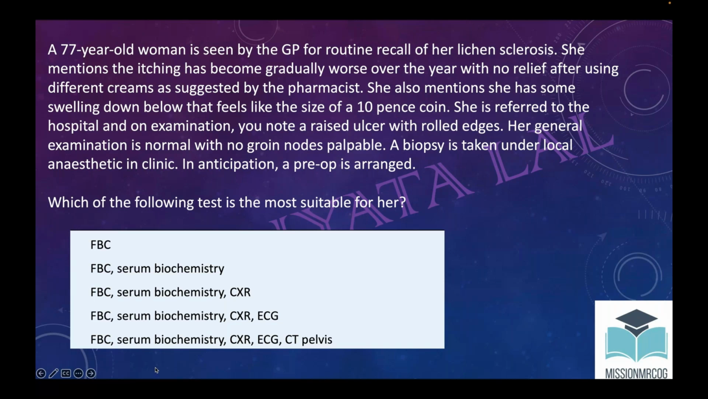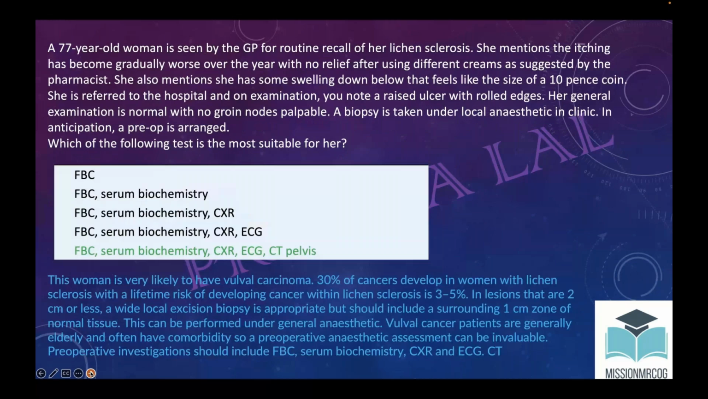D, ma'am, because initial investigations are D: FBC, serum biochemistry, chest X-ray, ECG. Yes, you are very right, it should be that only. But because no nodes are palpable, right, ma'am? So why would we have to go for a CT? Yes, you are right.